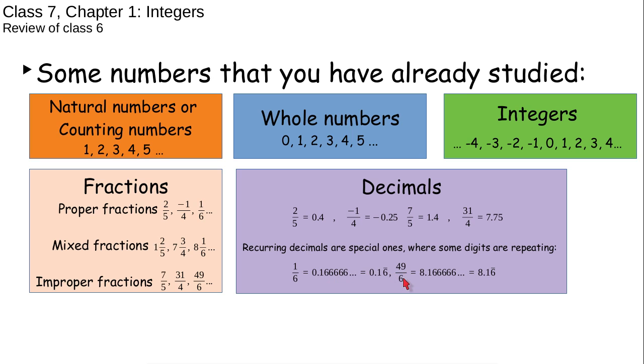Similarly, 49 by 6 is 8.16666 and so on. The last digit 6 keeps repeating itself, and this can be written as 8.16 with a bar on top of the 6.